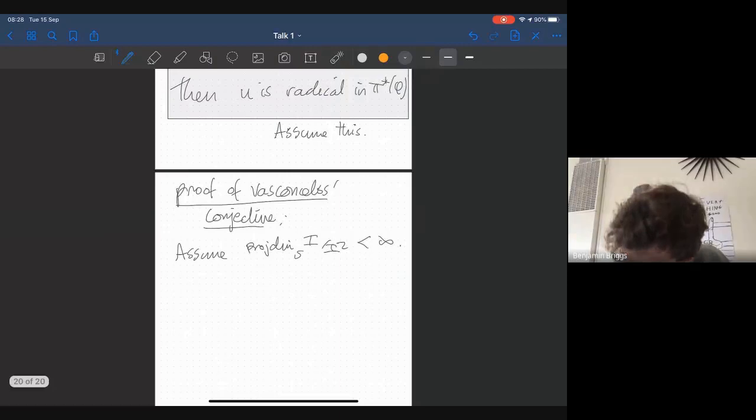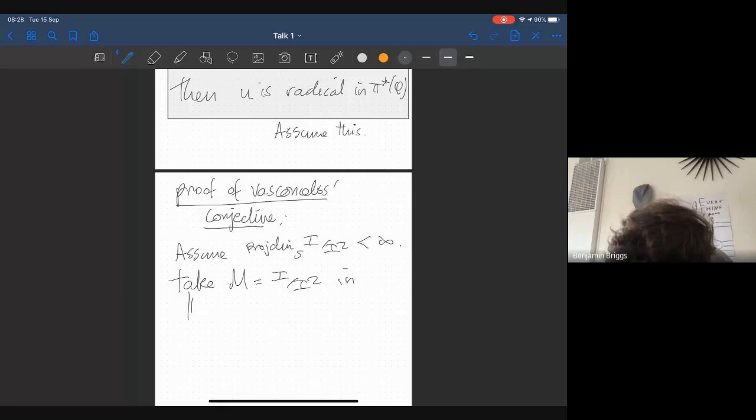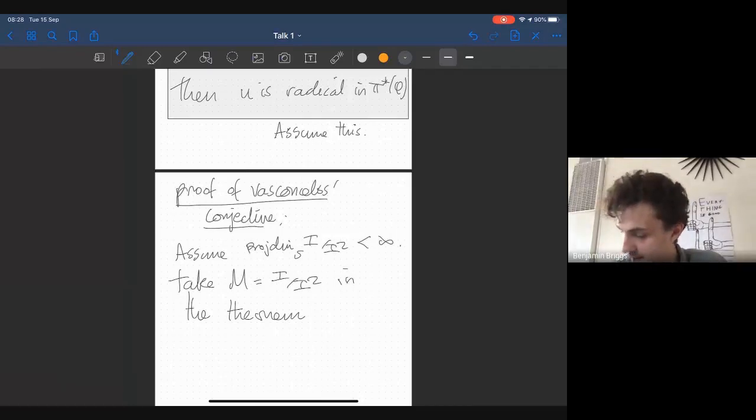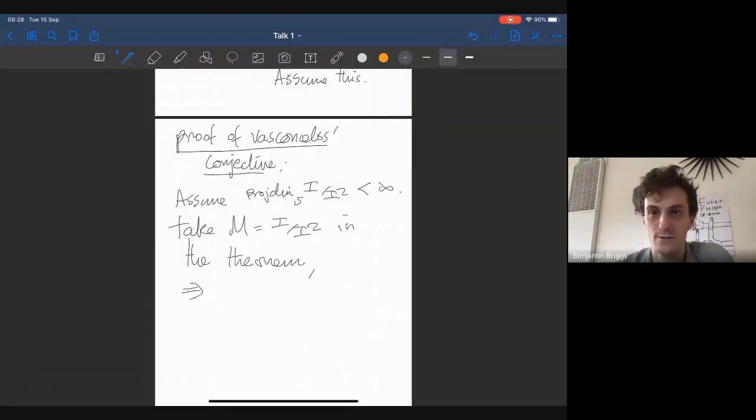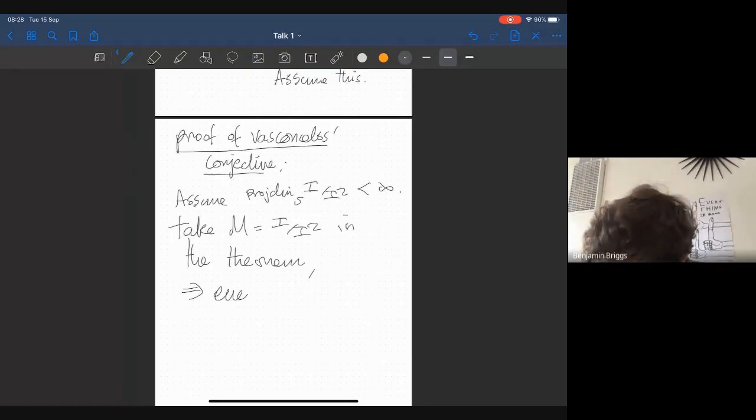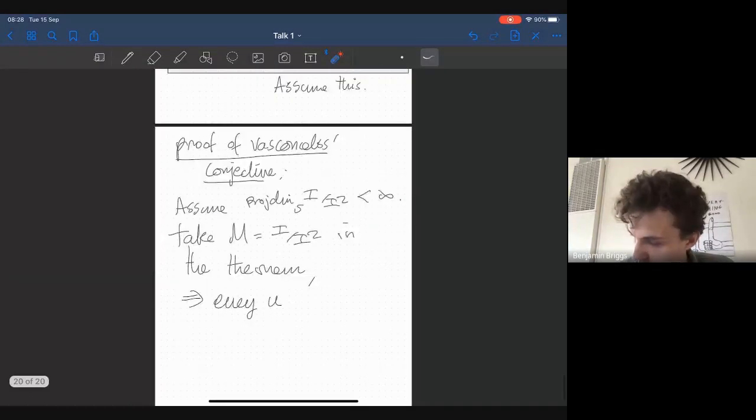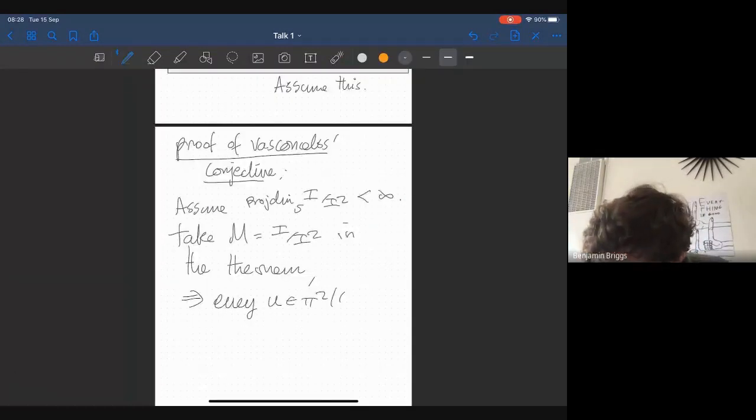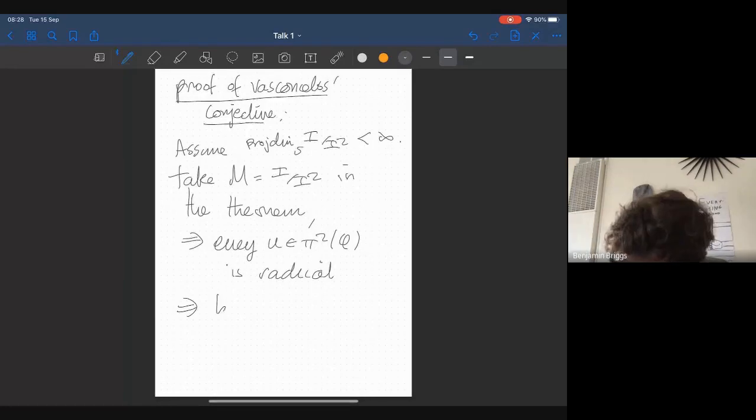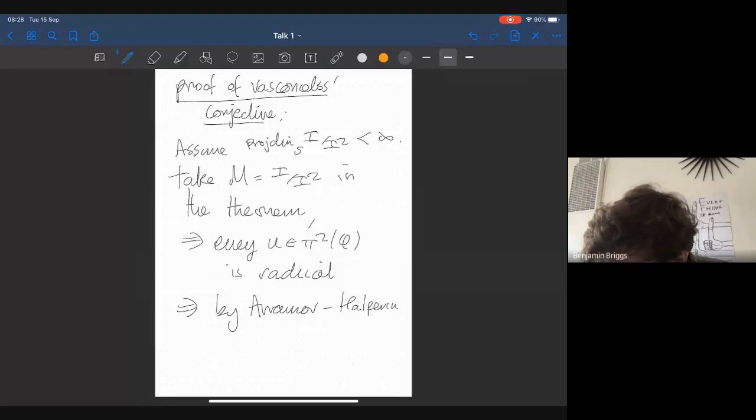So we take M equals I mod I squared in the theorem, and then, of course, every map out of I mod I squared factors through I mod I squared. So according to this theorem, every U is radical. And then by Avramov and Halperin's result, phi is a complete section.